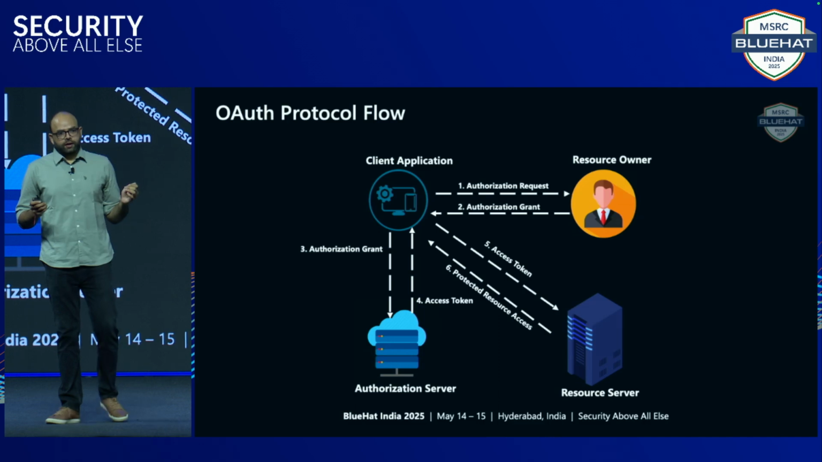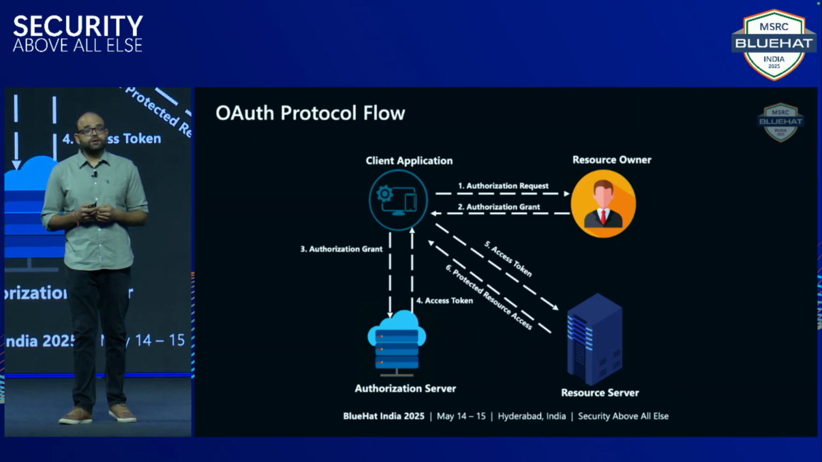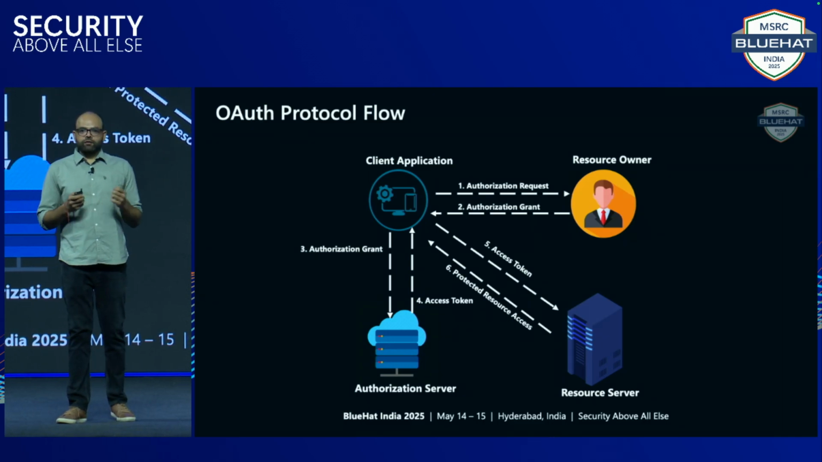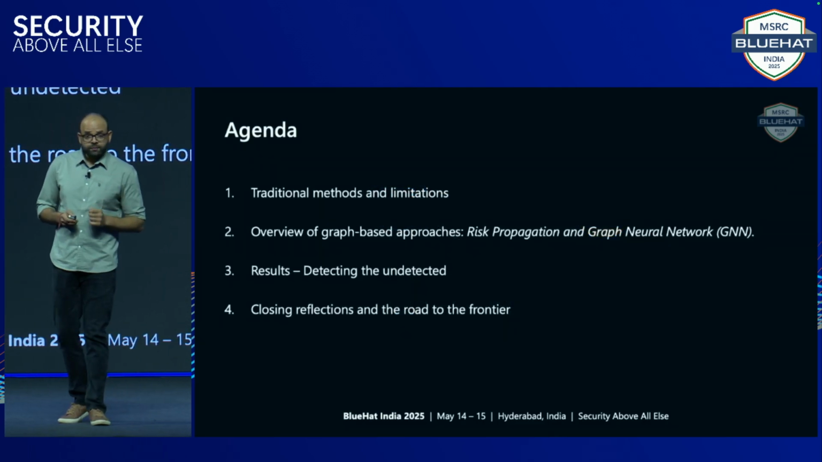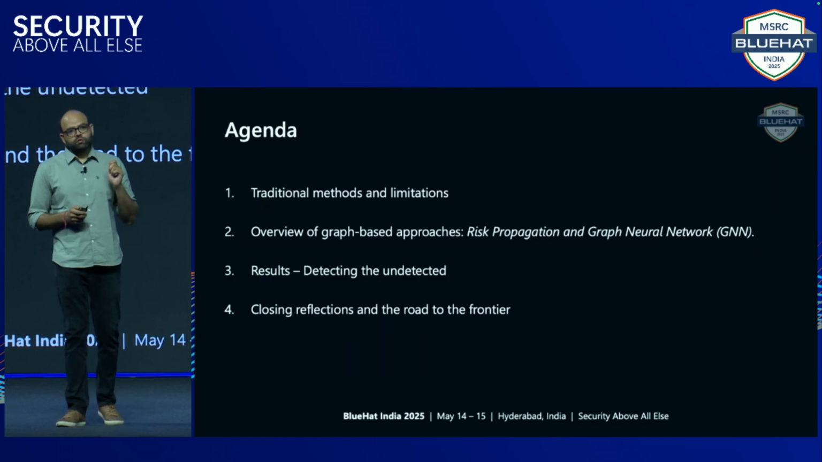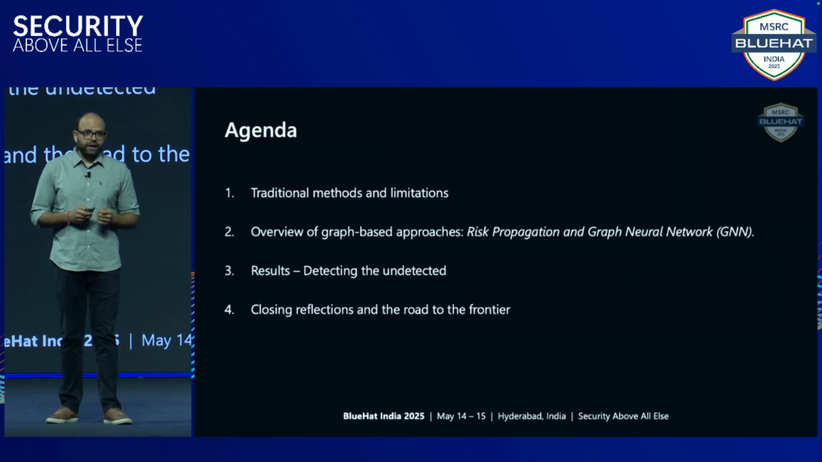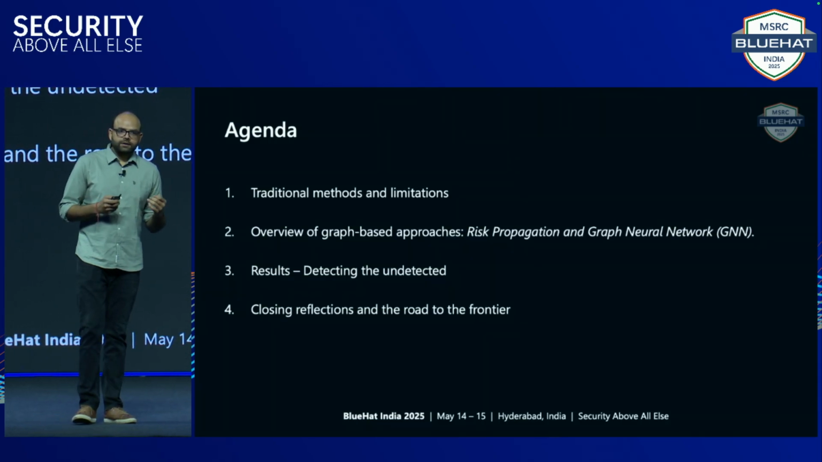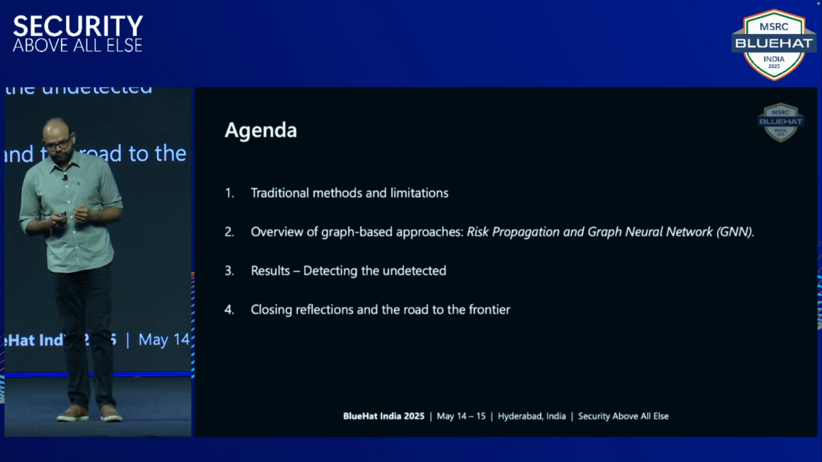I work for a team where our job is to build data-driven solutions, machine learning solutions, to detect these malicious cloud applications. Over a period of time, we have realized traditional methods are not enough. In this talk, I'm going to talk about what those limitations are and why we need to move towards graph-based approaches. We'll have a quick overview of a couple of approaches we have developed, like risk propagation and the graph neural network. We will take a look at the results from real-world attacks, and we will have some takeaways, and we'll conclude the session.